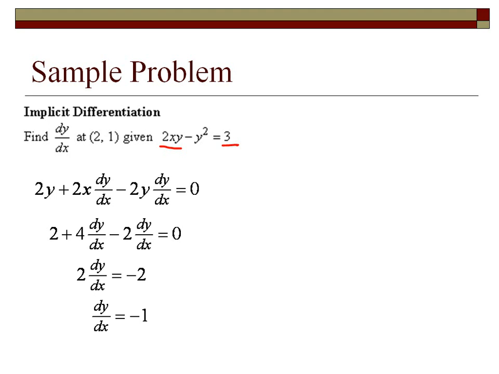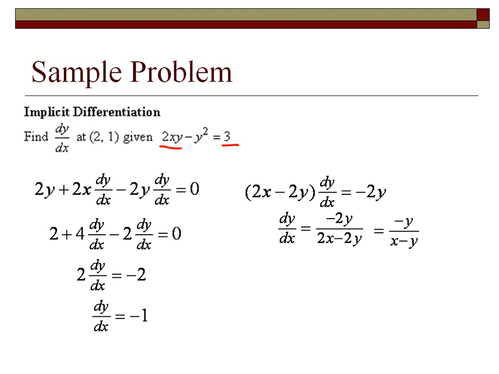Or you could solve for dy/dx. So I factor out dy/dx. It was 2x minus 2y. Move the negative 2y to the other side, which is negative 2y. Divide, simplify, and then I can plug in.